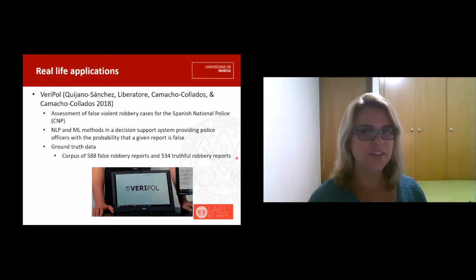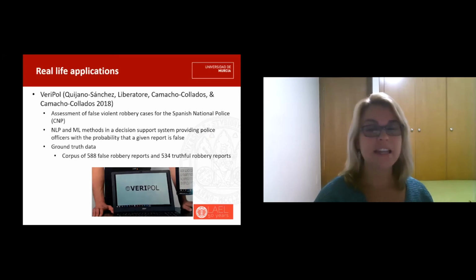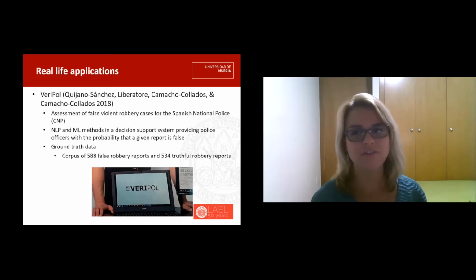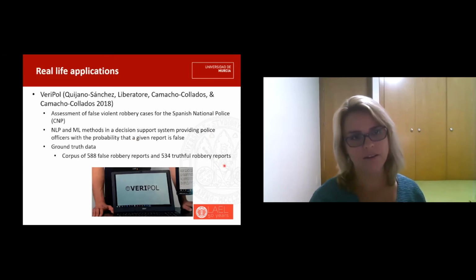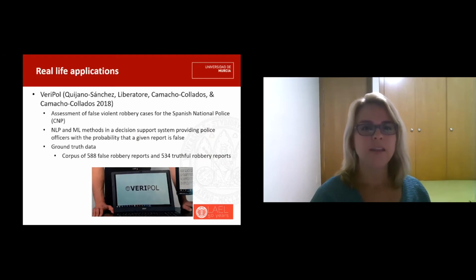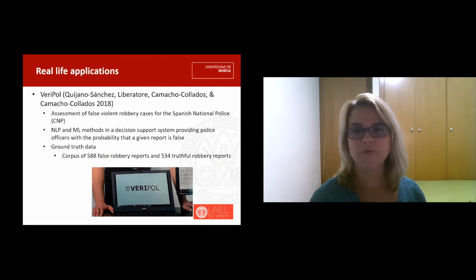The impact of this tool was tested by means of an on-the-field pilot study that took place in 10 police departments in 2017, and this is considered high-stakes deception, as a false report is a crime governed by federal and state laws. It may influence the outcome of a criminal investigation, of course. In fact, in this case, the deceiver is tested, and the most interesting thing, I think, here, is the use of ground truth data. Because VeriPol was tested on a corpus of 188 false robbery reports and 134 truthful robbery reports, which is great practice, as I explained before.